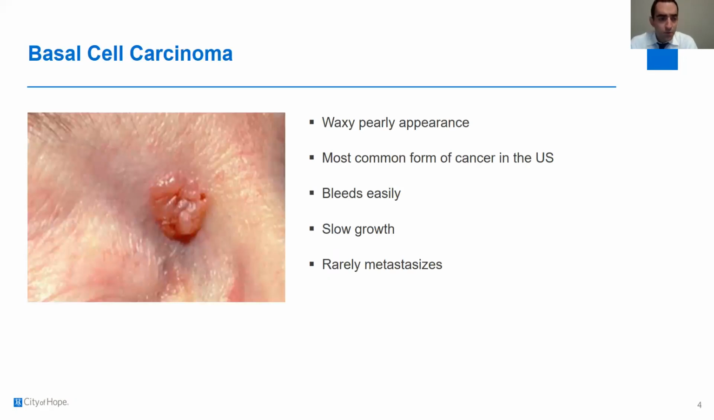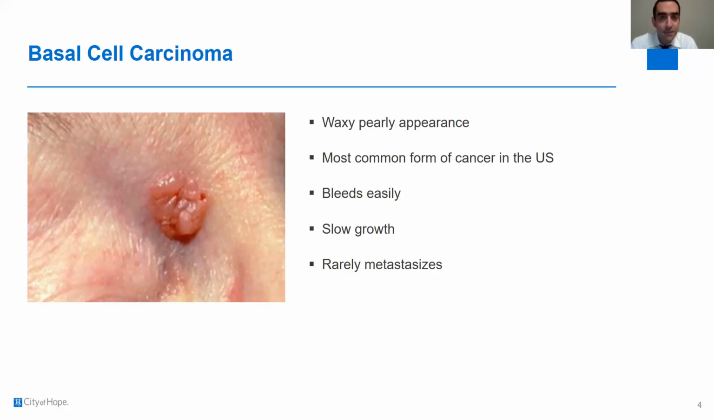This is a picture of how a basal cell cancer looks like. It occurs with the aging process. It looks pearly. It feels like it's waxy. It's the most common form of cancer in the United States. This is the skin growth that bleeds easily. It grows over several months to even several years.